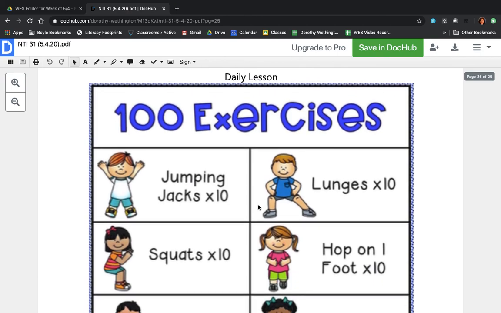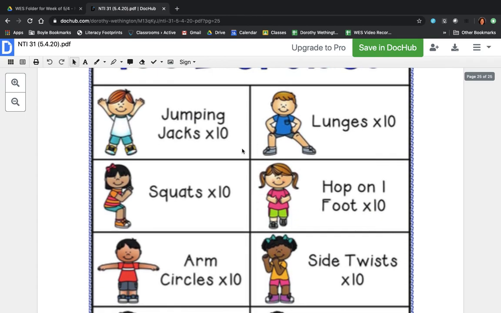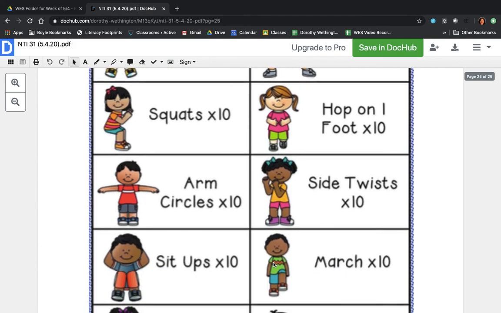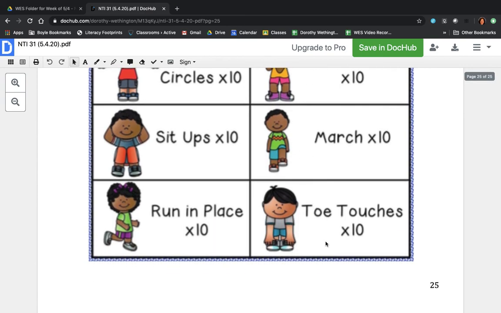PE and health, 100 exercises. Jumping jacks times 10, lunges times 10, squats, hop on one foot, arm circles, side twists, sit-ups, march, run in place, and toe touches.